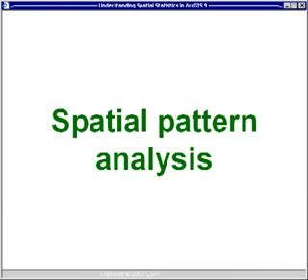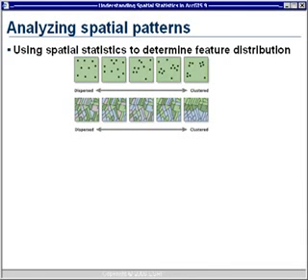Now let's talk about our next category of spatial statistics tools, spatial pattern analysis. These tools give us ways to measure the degree to which our features are clustered, dispersed, or randomly distributed across the study area. When we talk about analyzing spatial patterns, we are interested in finding out if there are underlying spatial processes influencing the location of our features. Are our features randomly located throughout the study area, or are they displaying a clustering or a dispersed pattern?